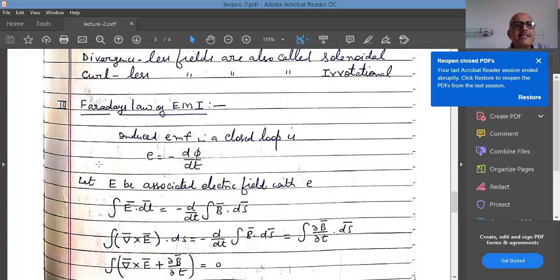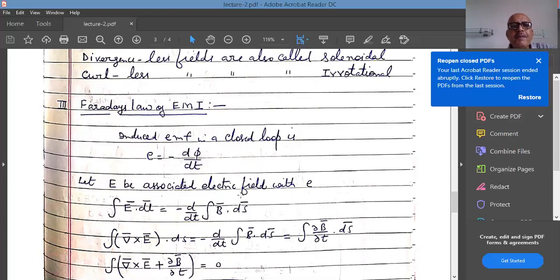Here I have written that capital E is the associated electric field with small e. Some students basically confuse small e and capital E, so that is why I want to emphasize here: small e is the induced EMF. It is the potential, while capital E is basically the electric field. So you must clear once and for all the difference between small e and capital E. Small e is just like the potential V, while capital E is the electric field associated with the potential V.